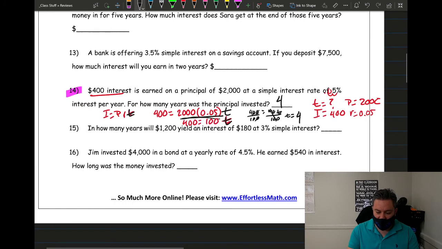So how many years was that? It was 4 years. So you deposited $2,000 4 years ago at a 5% rate. You went to check your bank account. Now you have $400 in interest, or a total of $2,400. That's how you work it backwards.